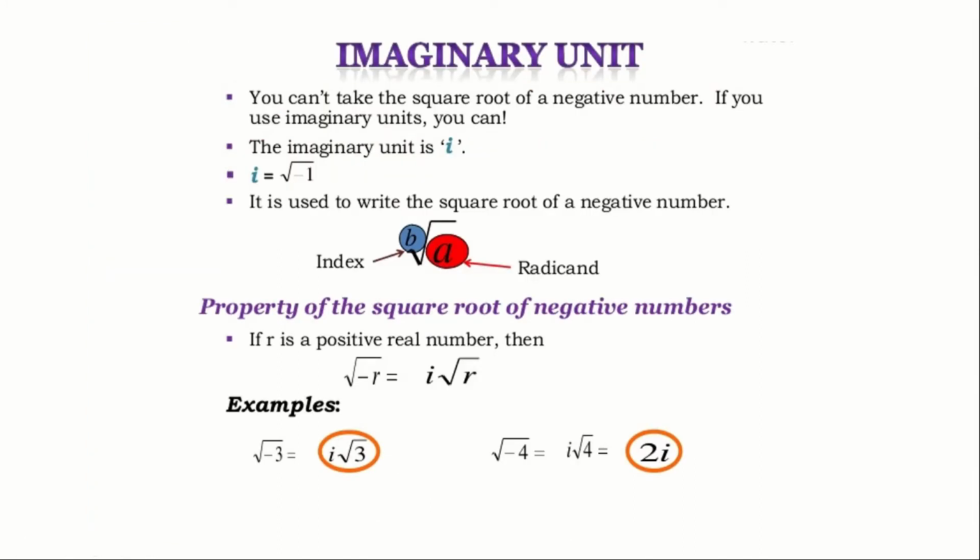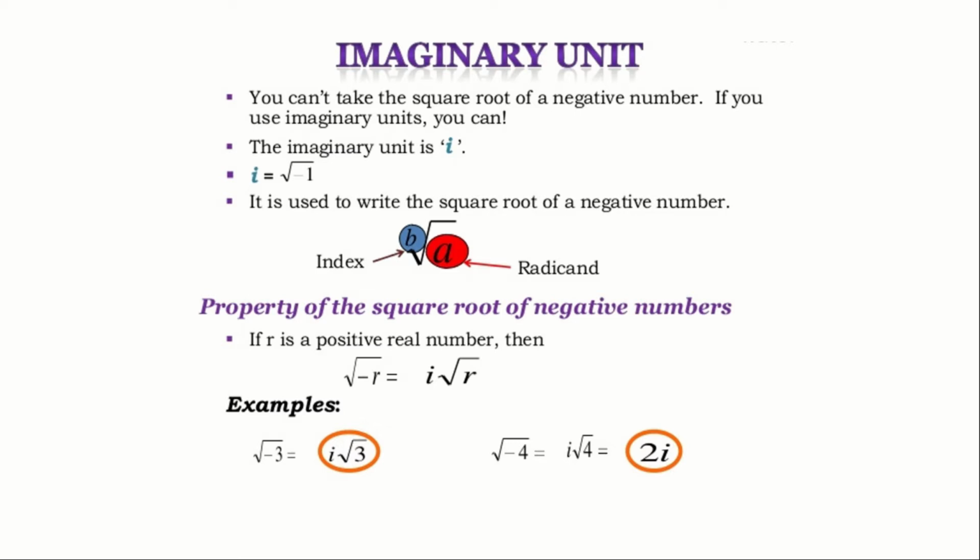First is the imaginary unit. You can't take the square root of a negative number. If you use imaginary units, you can. The imaginary unit is signified by the English alphabet i, that is small letter i, because i is equal to square root of -1. So when a negative number comes, for example -3, then the square root of -3 is written as square root of -1 times 3. That square root of -1 is considered as i. So the significance of i is an imaginary unit which gives the square root of a negative number. It is used to write the square root of a negative number.